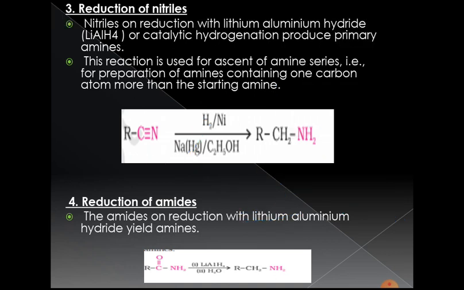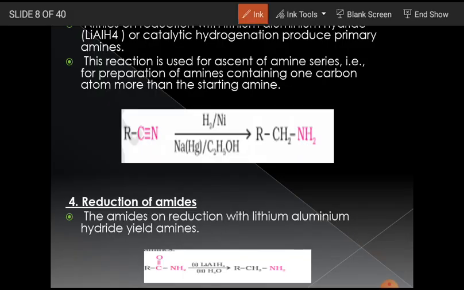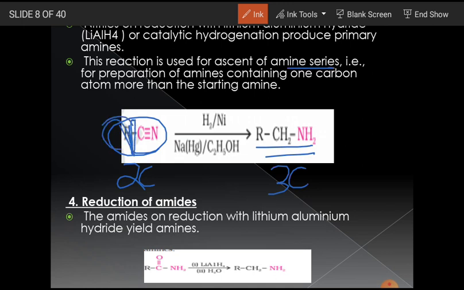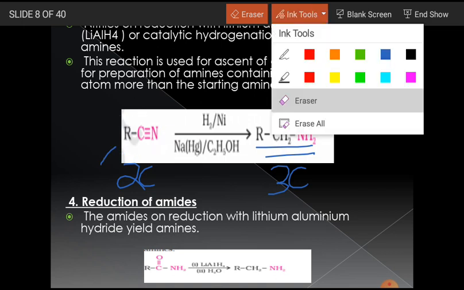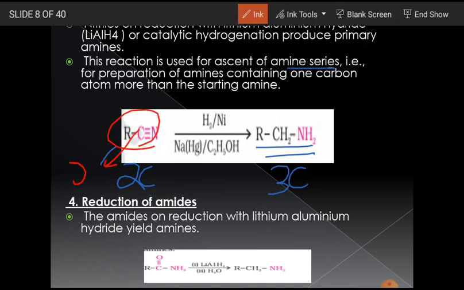This particular reaction is used for ascent of amine series. That means if we have 2 carbons over here, we have to get 3 carbons over here, right? Because the R group will have only 2 carbons, and another carbon is from the cyanide group. Now that is also going to go with the R group. So in the case of the R group, one more carbon is getting added, and that is why it is said that it is an ascent of series.